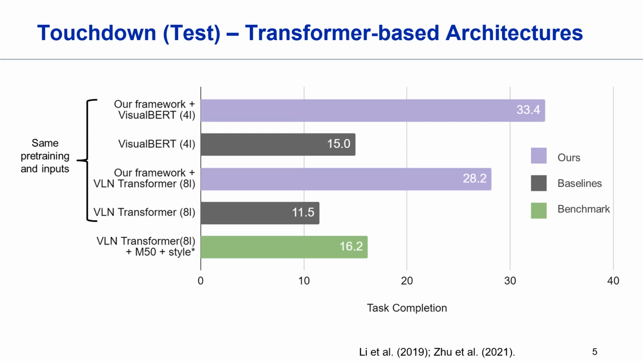On the test set, we can see that our best performing variant, which is visible at the top of the chart here, manages to complete over a third of the routes in touchdown, and this is a doubling on the result attained by the previous leading system based on transformers, which is shown at the bottom of the figure in green. A comparison of the purple and grey bars also demonstrates how our framework adds major gains to the performance of cross-modal transformers, both for general vision and language models, so for example the visual BERT architecture, and also for purpose-built architectures such as the VLN transformer from Zhu and colleagues.